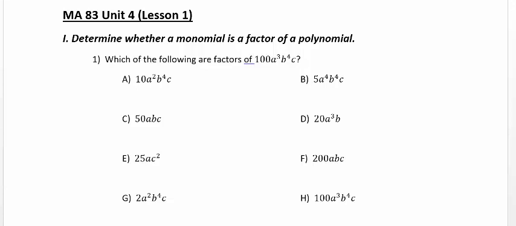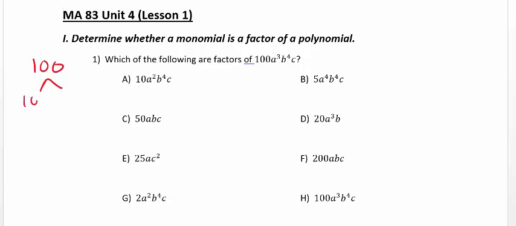Math 83, Unit 4, Lesson 1. We want to determine whether a monomial is a factor of a polynomial. And we want to know which of the following are factors of 100 a to the third b to the fourth c. Well, first we're going to take the number 100 and break it down to its product of primes. And we do that with a factor tree.